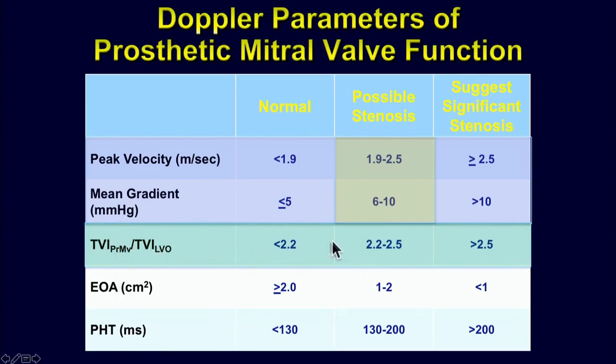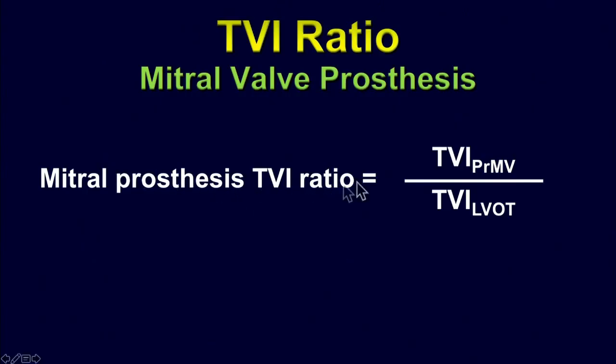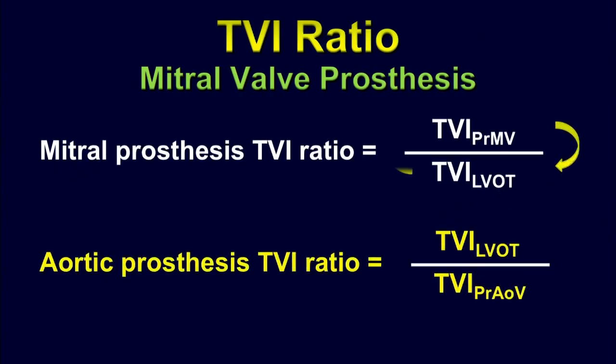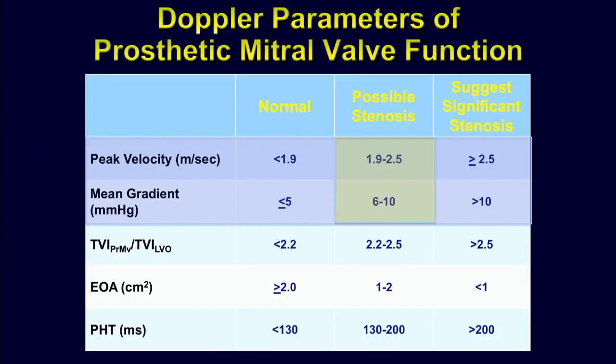So we can begin by looking at this TVI ratio. Remember, for the mitral prosthesis TVI ratio, that's the TVI through the mitral prosthesis divided by the LVOT TVI. And we're reminded that this is the inverse, or exactly the opposite, of looking at the TVI ratio when we talk about aortic prosthesis tomorrow, where with aortic prosthesis, the LVOT TVI is in the numerator of the equation. For the mitral prosthesis, it is the denominator of the equation. So it's the inverse when looking at the mitral prosthesis TVI ratio.